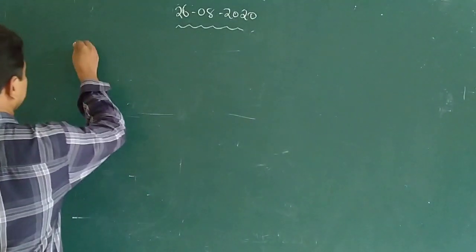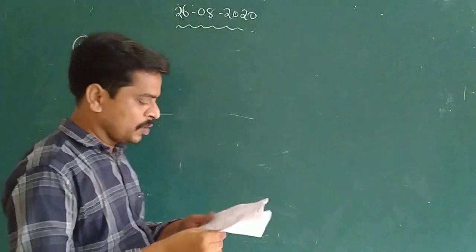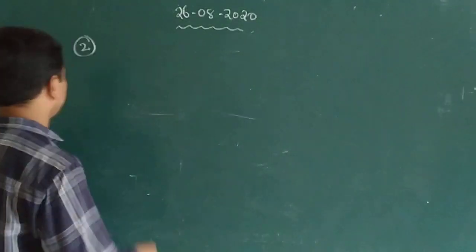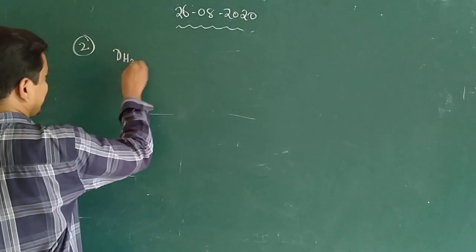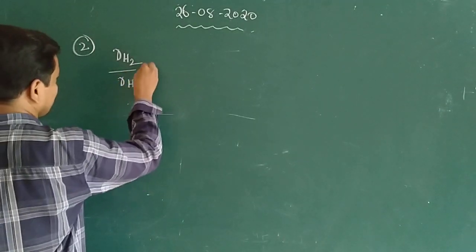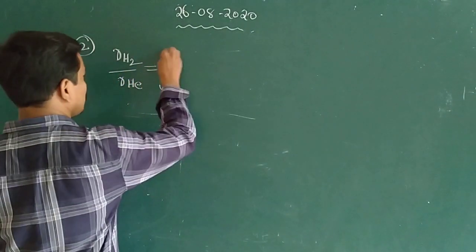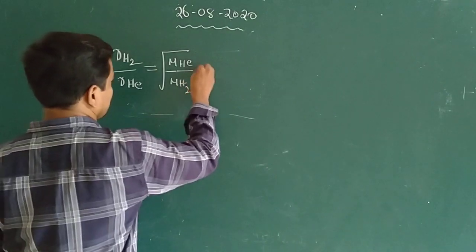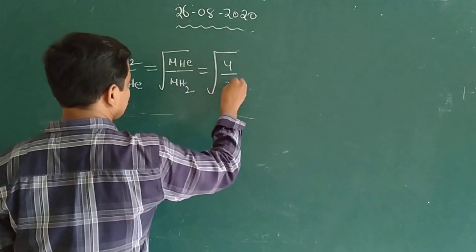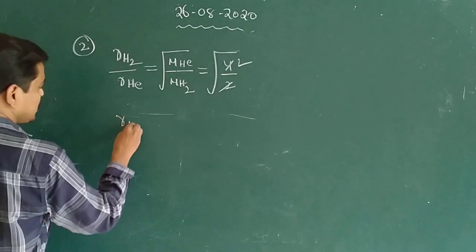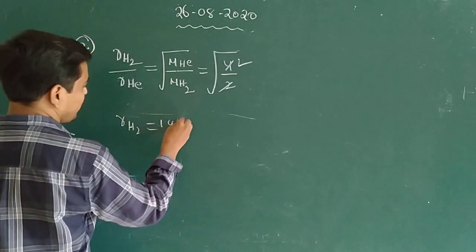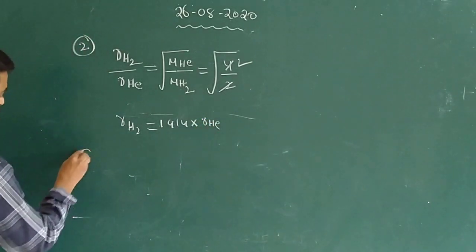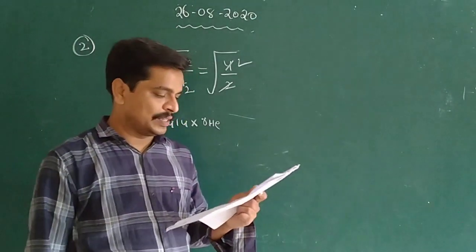Question number 2. Rate of diffusion of hydrogen gas when comparing with rate of diffusion of helium. So you are comparing rate of diffusion of hydrogen with rate of diffusion of helium. So R H2 by R He is equal to square root of m He by m H2, students. That's it. That means square root of 4 by 2, students. 2 ones, 2 2s. That means what, students? R H2 is equal to 1.414 times that of R He, students. That's it.